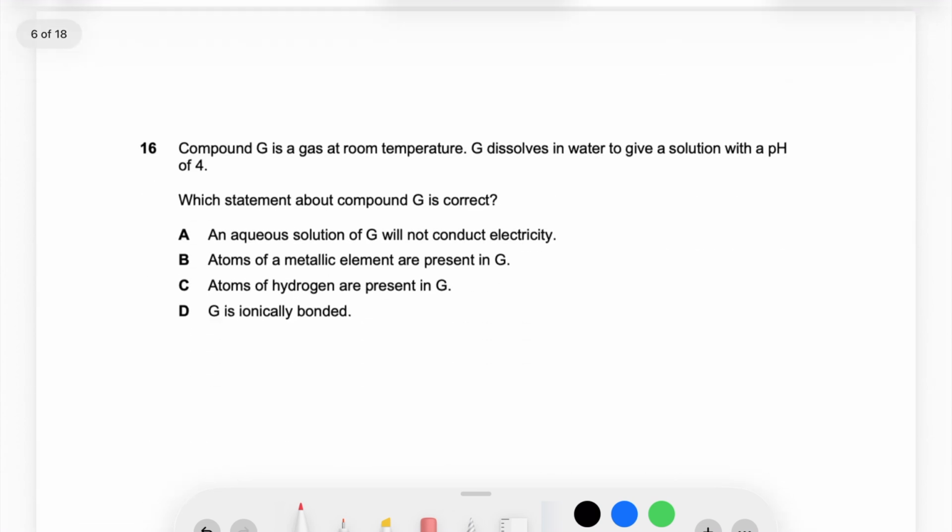16. Compound G is a gas at room temperature. It dissolves in water to give a pH 4, so that means you form an acid. Okay, so it's a gas at room temperature and it dissolves in water. So it has acidic properties. Let's look at the options.